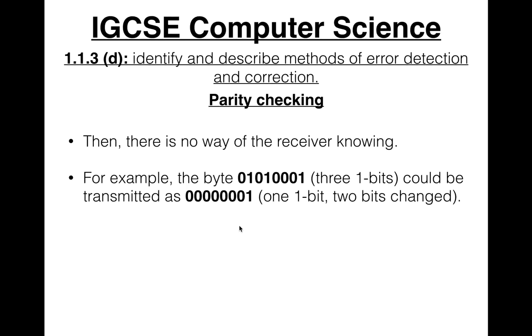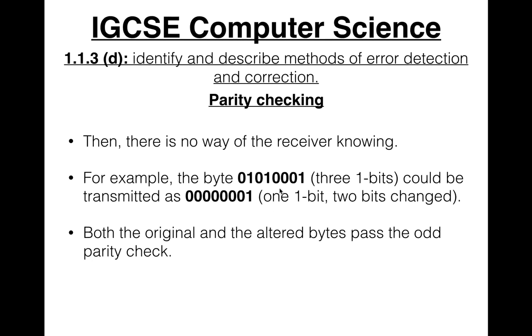So we know, looking at this, that this has been incorrectly transmitted. But how can the receiver know? Because there's 3 1 bits, and 1 1 bit. So both the original and the altered bytes pass the odd parity check, because they both have an odd number of 1 bits. So this is a limitation of parity checking, and that's why we need to look at other methods, which we'll look at in the next video.